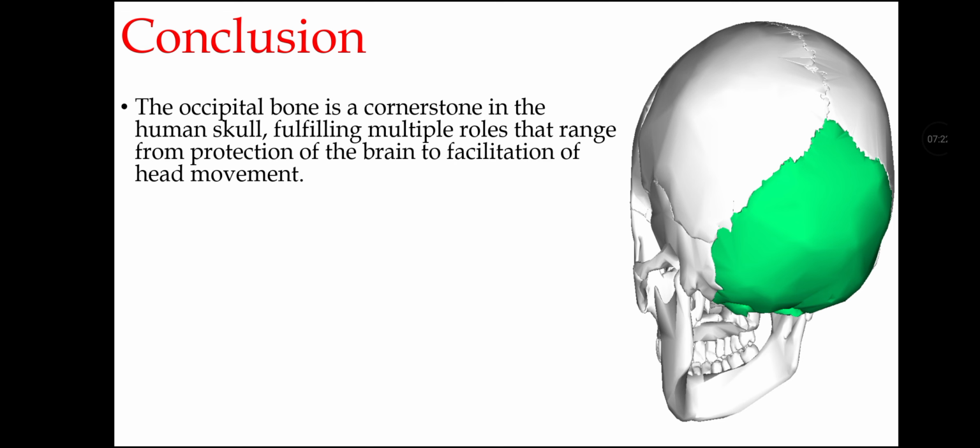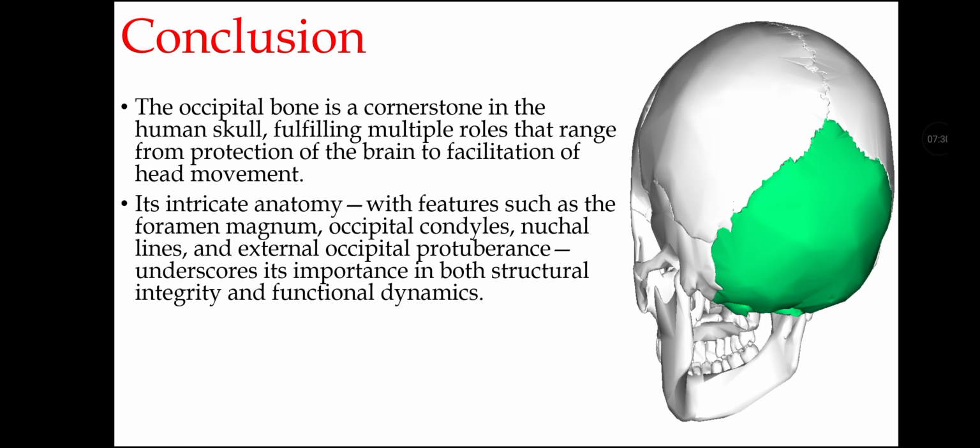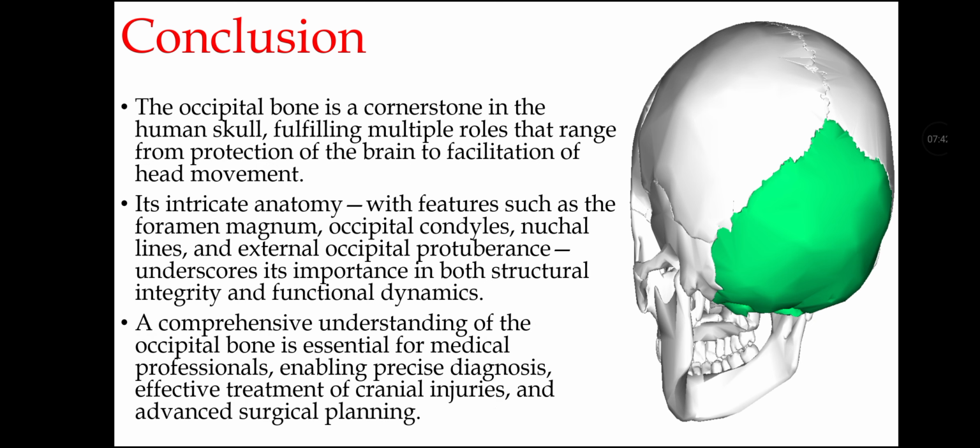Now let's talk about the conclusion of this lecture video. The occipital bone is a cornerstone in the human skull, fulfilling multiple roles that range from protection of the brain to facilitation of head movement. Its intricate anatomy with features such as the foramen magnum, occipital condyles, nuchal lines, and external occipital protuberance underscores its importance in both structural integrity and functional dynamics.